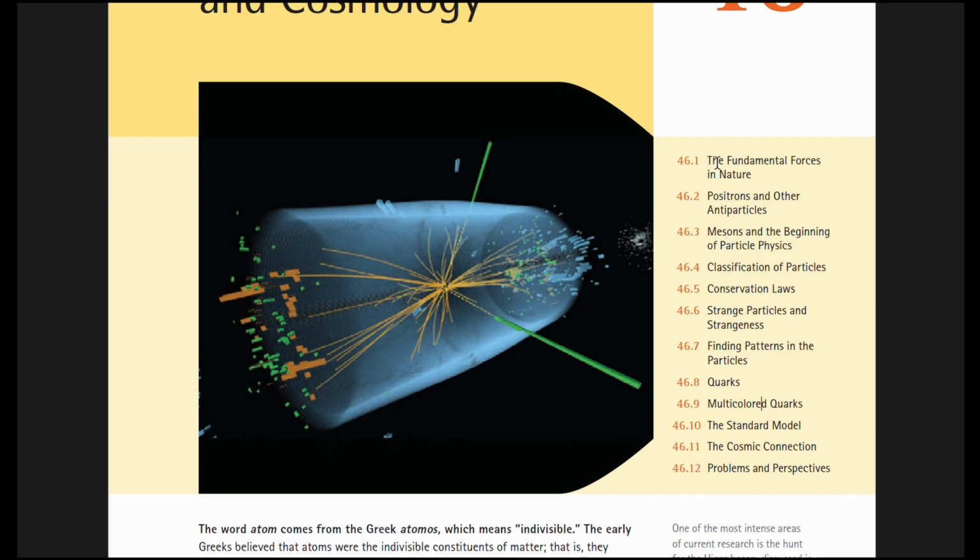Let's just read the sections: the fundamental forces in nature, positrons and other particles, mesons and the beginning of particle physics, classifications of particles, conservation law, strange particles and strangeness, finding patterns in the particles, quarks, multicolored quarks, the standard model, the cosmic connection, problems and perspectives.